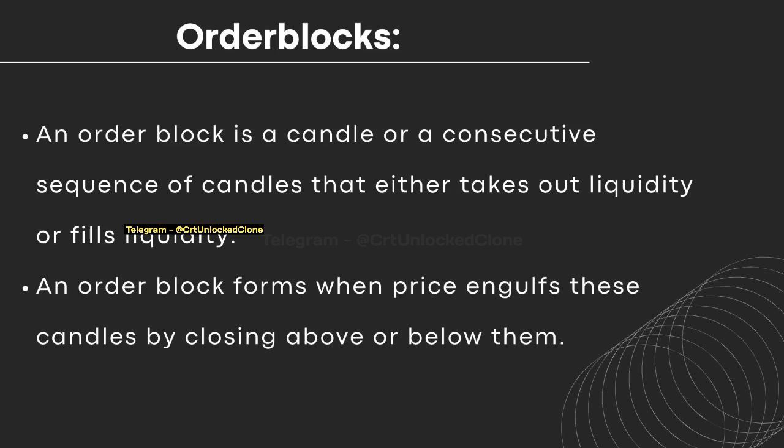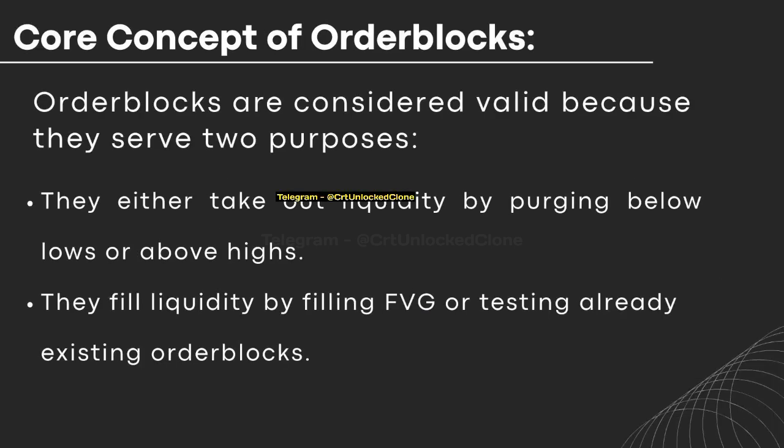Now, when such candles get engulfed and price closes above or below them, an order block forms. Meaning that candle or those multiple candles turn into an order block when price closes below or above it. This is exactly how you can identify and define an order block in the most refined and objective manner. If you just stick to this definition, you're going to change your whole perspective on order blocks, and you would start looking at them with a refined and objective perspective based on proper logic. Now let's move on to the next slide and discuss the core concept of order blocks.